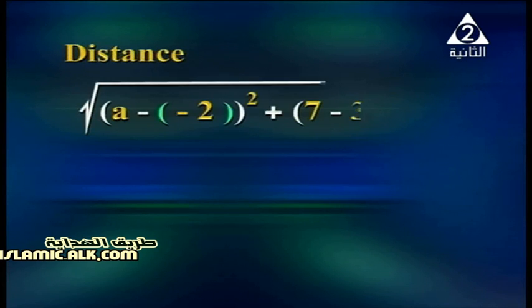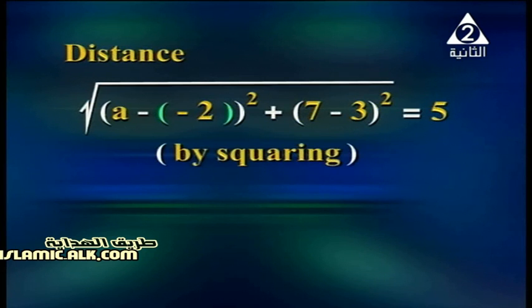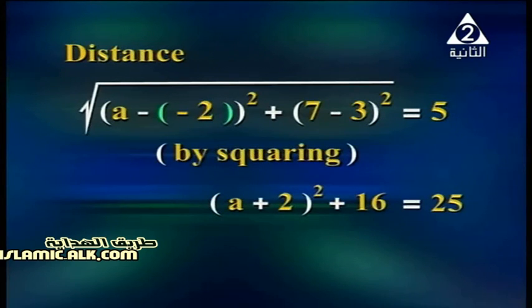What about the rule of the distance? Distance equals square root of (y2 minus y1) all to the power of 2 plus (x2 minus x1) all to the power of 2. So it is square root of (A minus -2) all to the power of 2 plus (7 minus 3) all to the power of 2. And this distance will be equal 5. Now, by squaring both sides of the equation, you are going to find that (A plus 2) all to the power of 2 plus 16 equals 25.